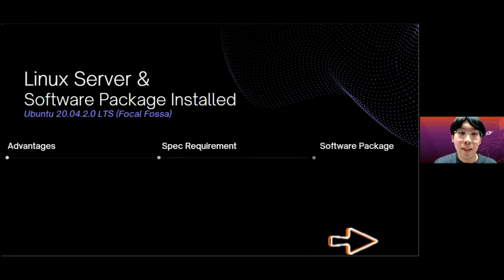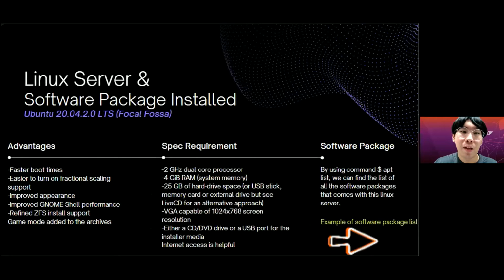For the next one, it's a Linux server and software package installer. In this project, we use Ubuntu 20.04.2.0 LTS Focal Fossa. The advantages of this version are fast boot times, easier to turn on, fractional scaling support, improved appearance, improved GNOME Shell performance, refined ZFS install support, and Game Mode added to the archive.